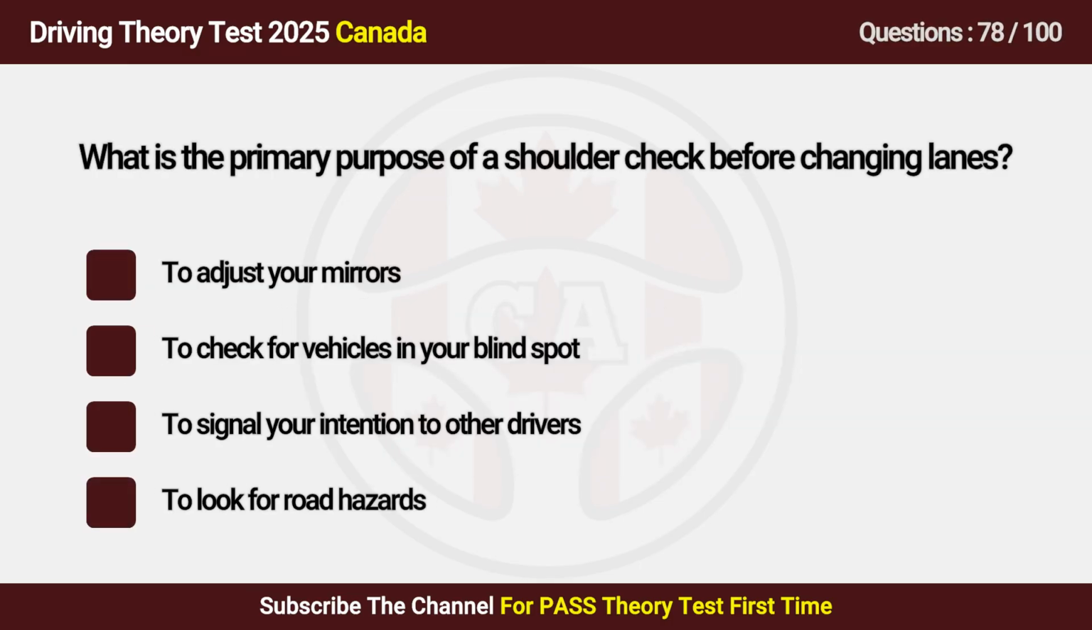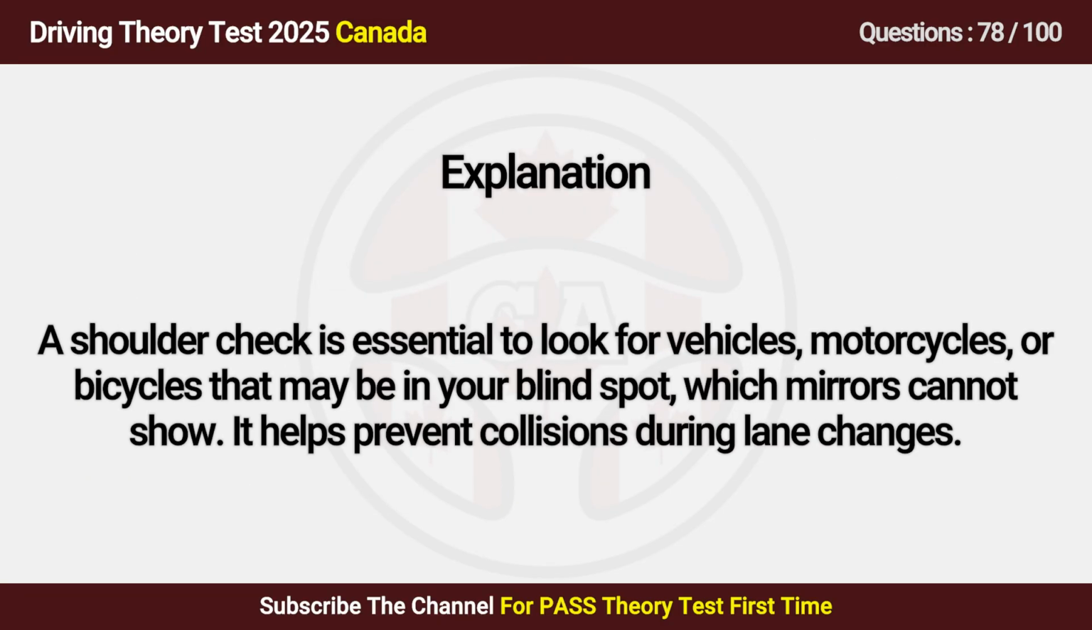Question 78. What is the primary purpose of a shoulder check before changing lanes? A. To adjust your mirrors. B. To check for vehicles in your blind spot. C. To signal your intention to other drivers. D. To look for road hazards. Answer is B. To check for vehicles in your blind spot. A shoulder check is essential to look for vehicles, motorcycles or bicycles that may be in your blind spot, which mirrors cannot show. It helps prevent collisions during lane changes.